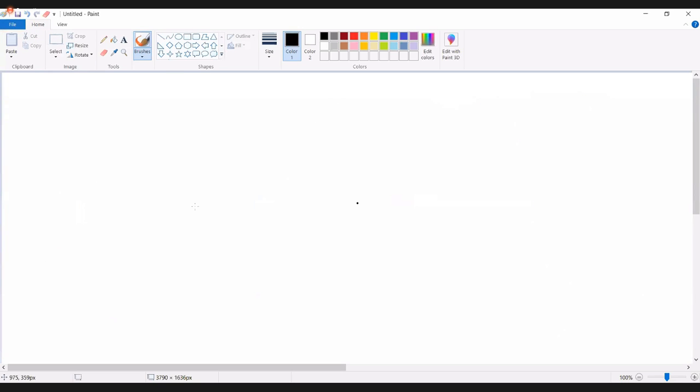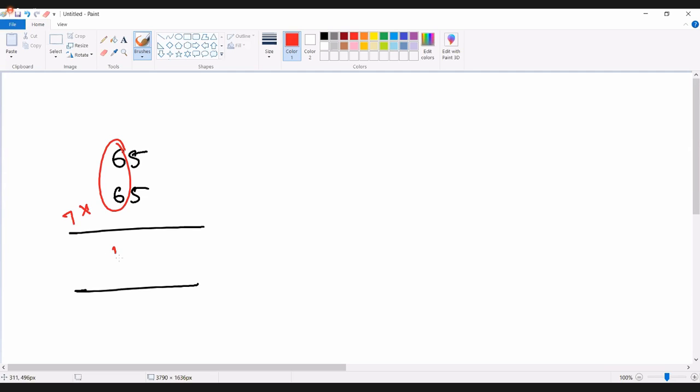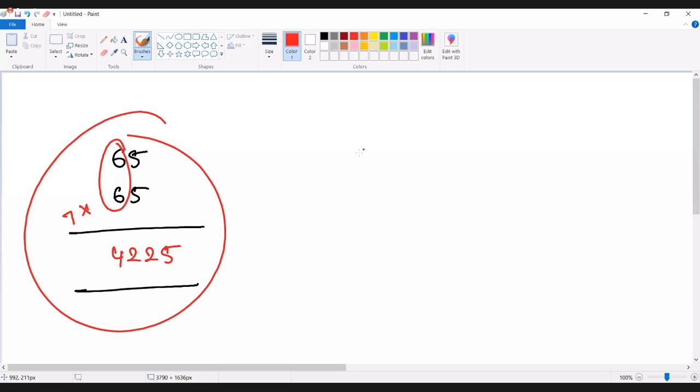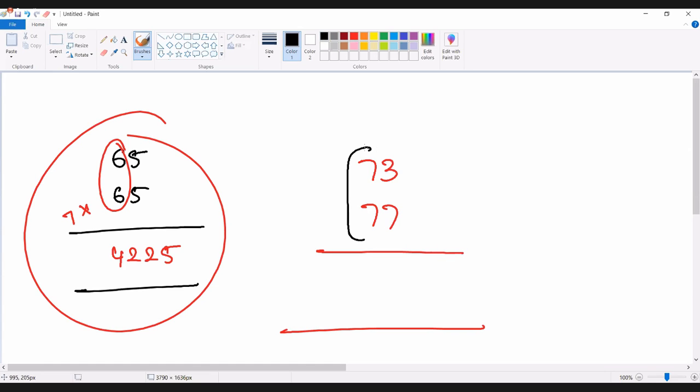Not only this, for example, I want to find 65 into 65. The leftmost digit is 6. Multiply with 7. 6 sevens are 42. 5 fives are 25. Not only this, if you have numbers with a different property, like 73 into 77, you can observe this also follows the property. The leftmost digit is the same, that is 7. Multiply with the next number. 7 eights are 56. 7 into 3 is 21. Finally, the answer is 5621. Like that, we can find the answer.